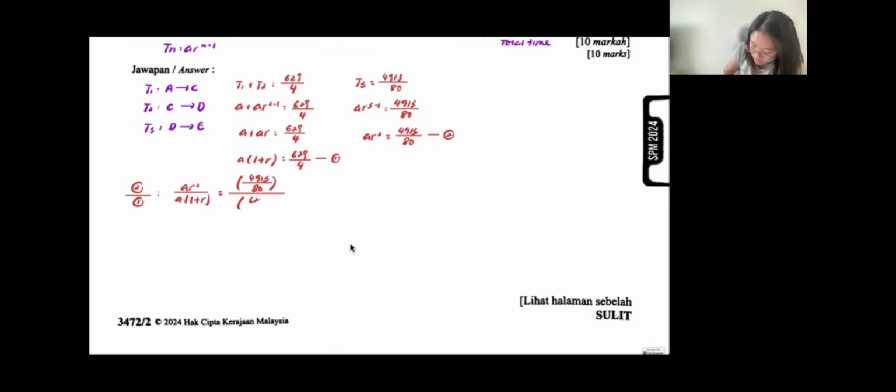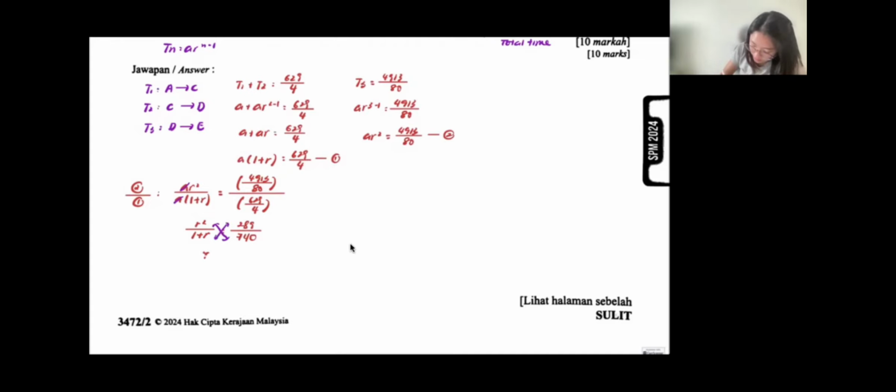by 629 over 4. Okay, so over here, division means cut. These two cut off. Then you will have A no more, R square, 1 plus R at the bottom. Okay, then at the side over here, you can just use your calculator to calculate. Divide by 629 over 4. Okay, so you'll be getting 289 over 740. Okay, then fraction equals to fraction. What do? Cross multiply.